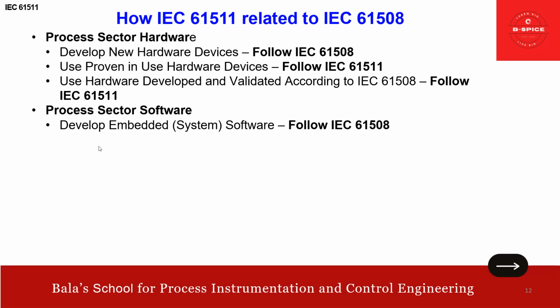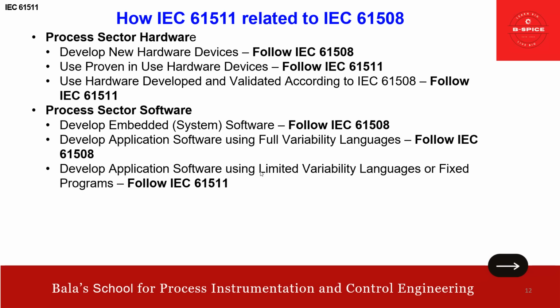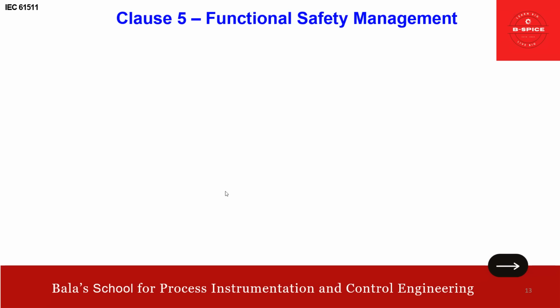Now process sector software. To develop embedded system software, follow IEC 61508. To develop application software using full variability language, follow IEC 61508. To develop application software using limited variability, that time you follow IEC 61511. This we discussed in the earlier slide, right? So this is about the hardware and software.